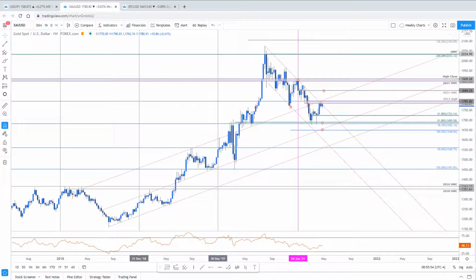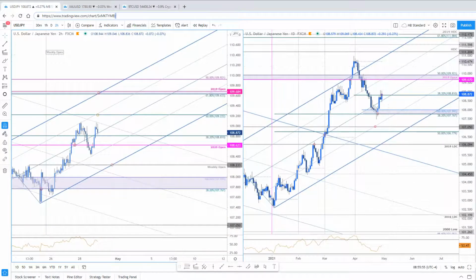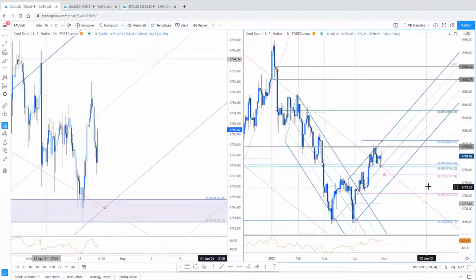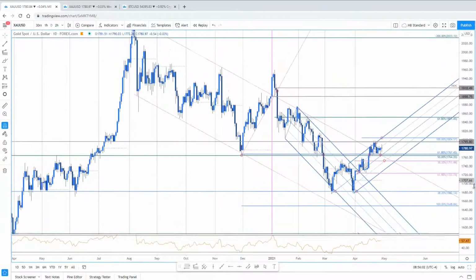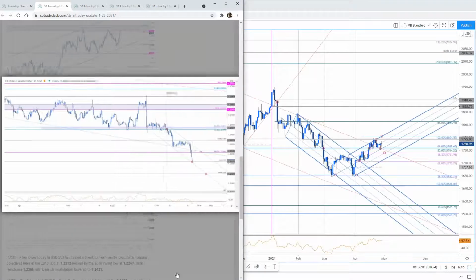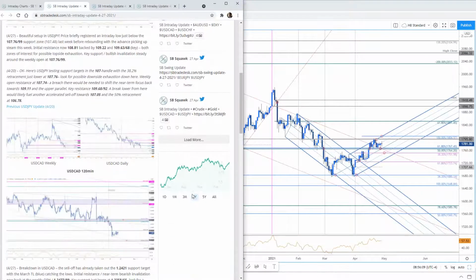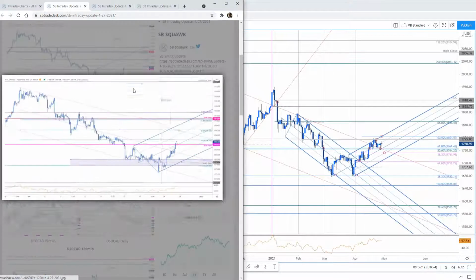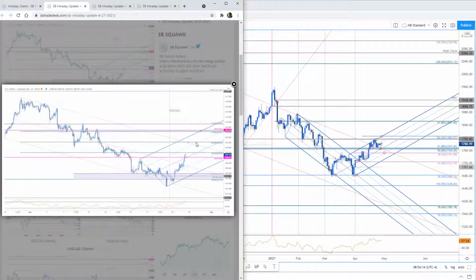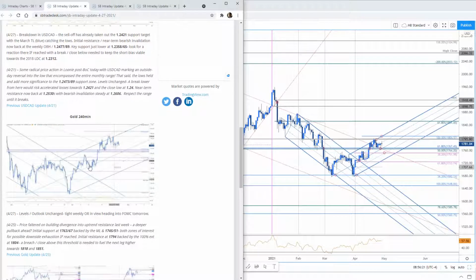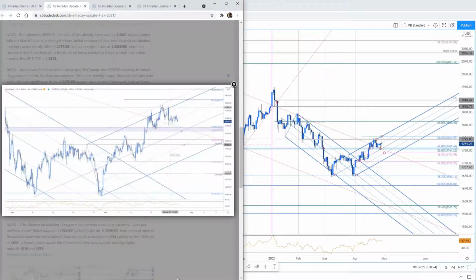And the beat goes on. Here's gold on the daily chart. Pretty clean. And here's our last update on SB for gold. So here's dollar yen, by the way, guys. No change. What a beautiful play. We're just straddling this resistance zone. We went over dollar CAD. Here's gold. So I'll show you the intraday in a moment.